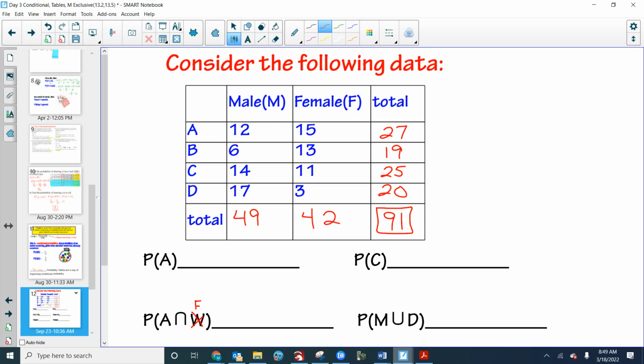What's the probability of picking? Let me back up. I want to explain the scenario, okay? Pretend there are 91 slips of paper in a hat or a bag or something. You with me? On the slip of paper, it has either male or female, and it has the letter grade they have in the class. It has those two pieces of information, okay?